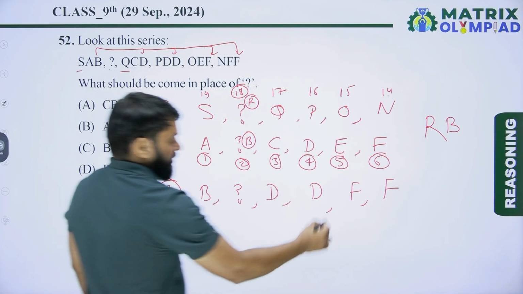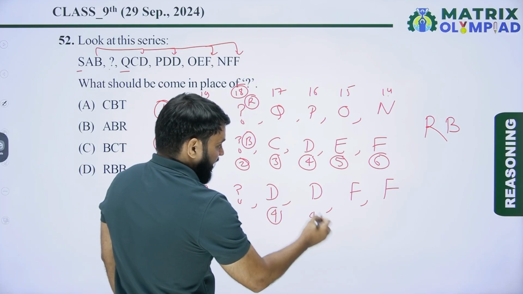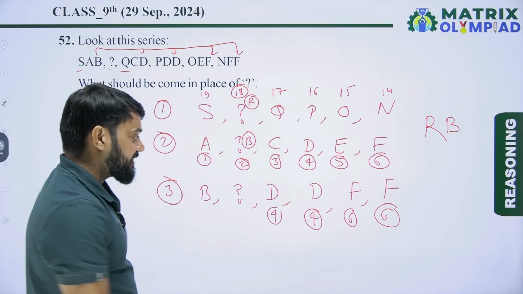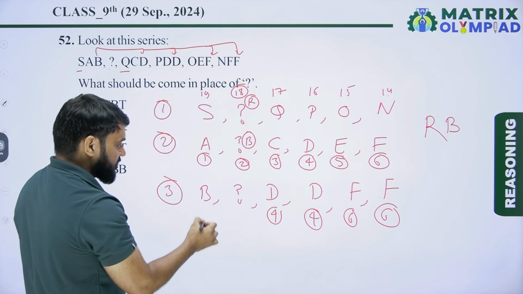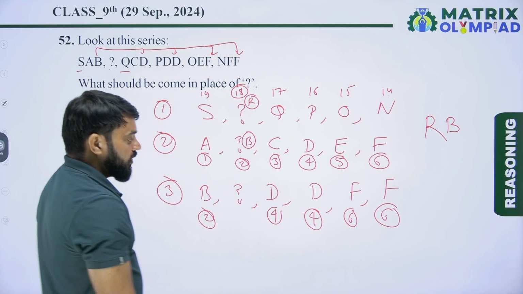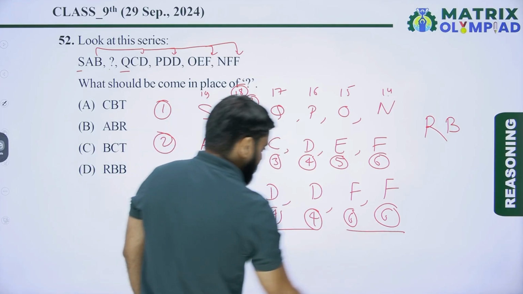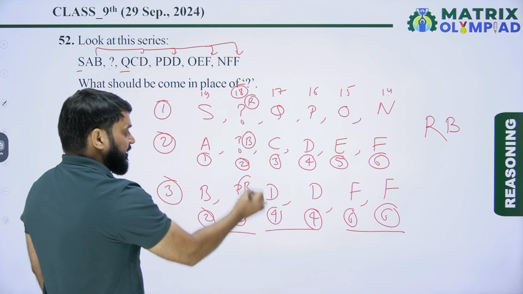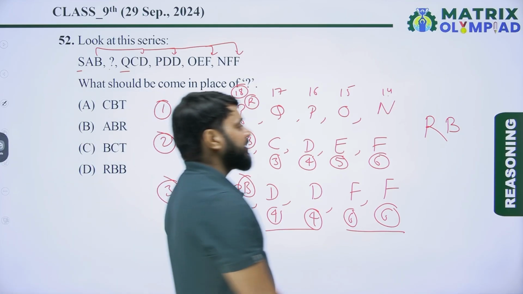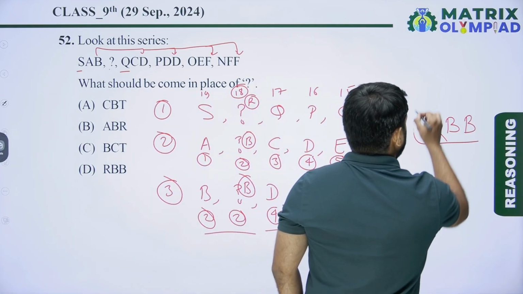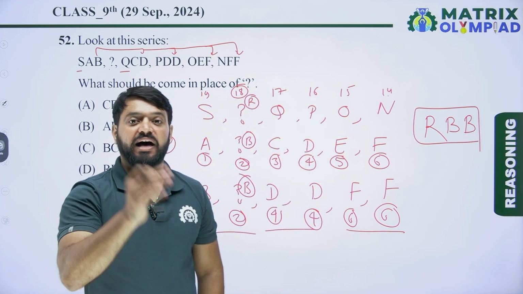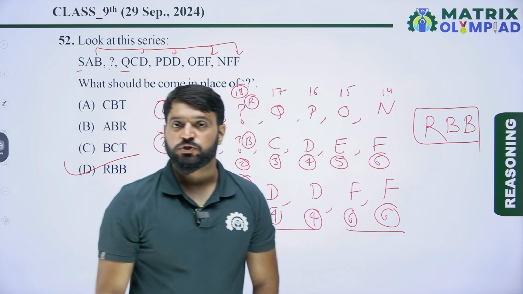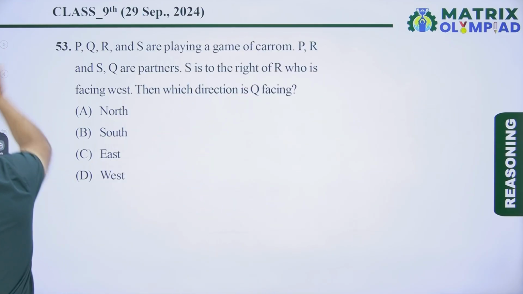So D means 4, again 4, 6, now again 6, because the place value of F is 6, the place value of D is 4, and the place value of B is 2. So double of 4, double of 6, now similarly double of 2. So here B. So the third missing alphabet is also B. So the missing term is RBB. So here option D is the correct answer of this question. Let's move on to the next question.